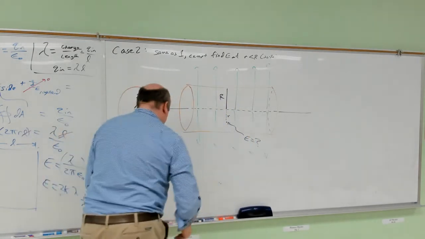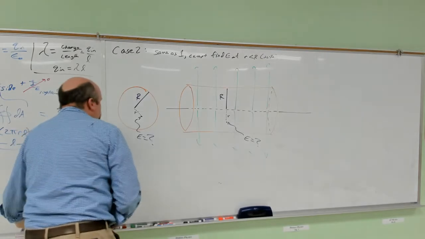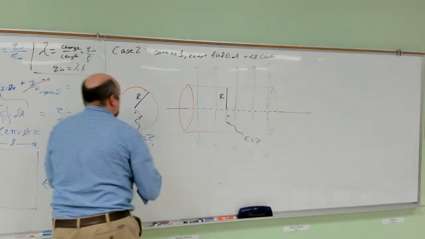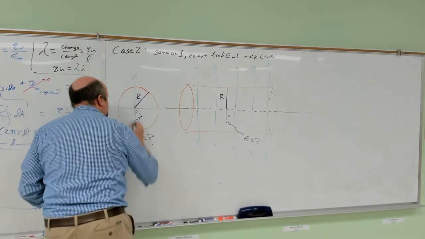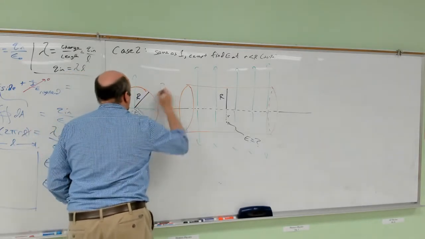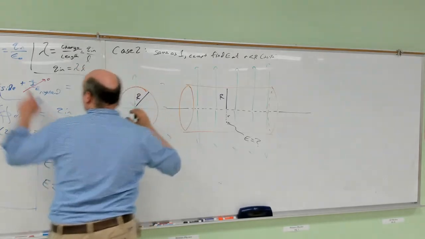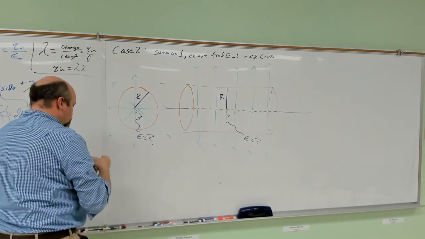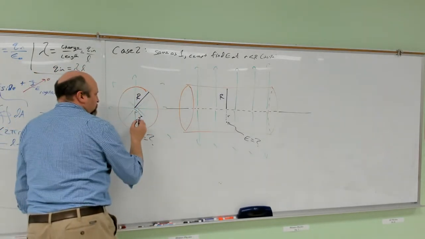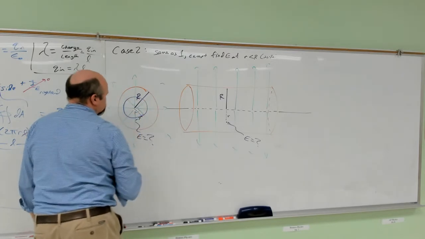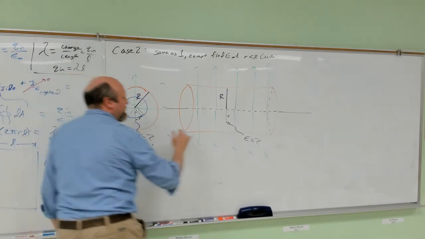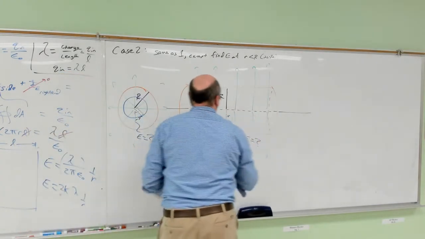Once again, it's important when I choose my Gaussian surface that I choose one that I can easily do the integral for Gauss's law with. So once again, we're going to do something that looks like a circle here. When I extend that along, it's going to be a cylinder.